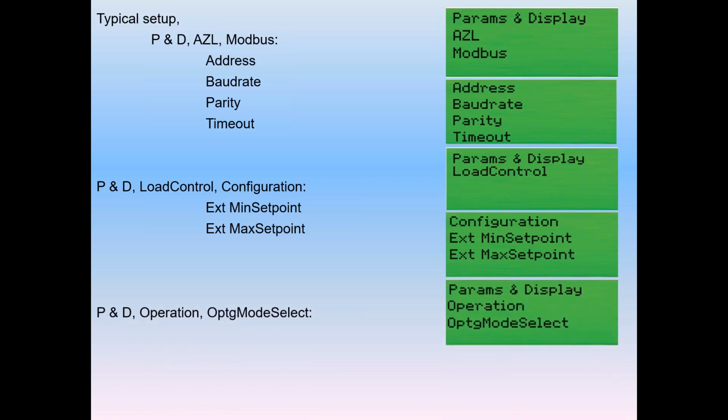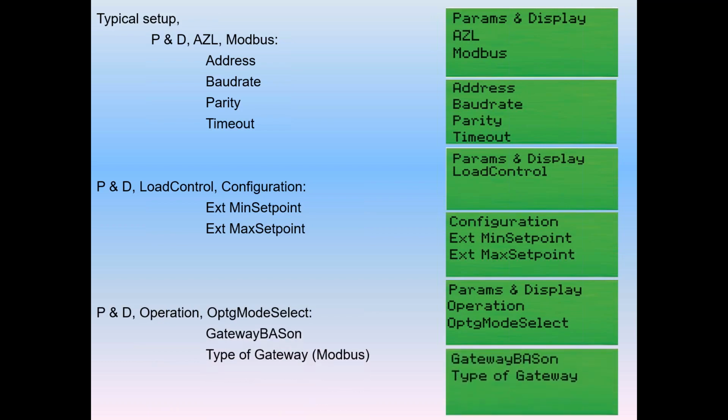Additionally, you have to go to operating mode. Under there, you have the ability to turn the BAS, the Modbus, they call the gateway BAS, on and off, and you can pick the type of gateway that you're going to use, which in this case would be Modbus. Matter of fact, in almost all cases, it's Modbus.